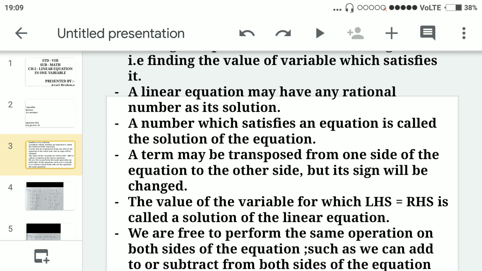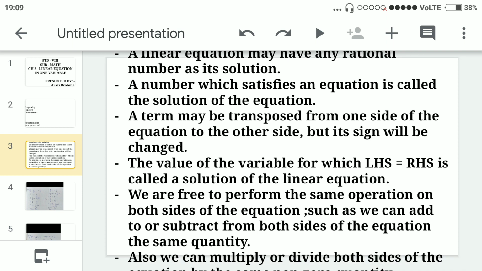The third point is that a number which satisfies an equation is called the solution of the equation. As I told you before, if a particular answer satisfies that particular equation, that is the solution only. That particular solution will not satisfy any other equation; it only satisfies that particular equation.